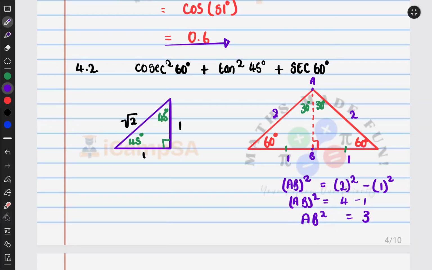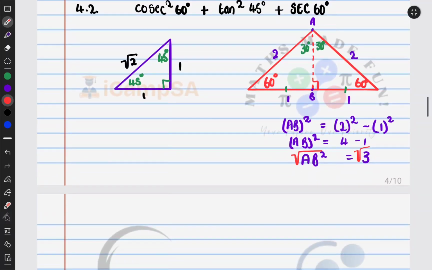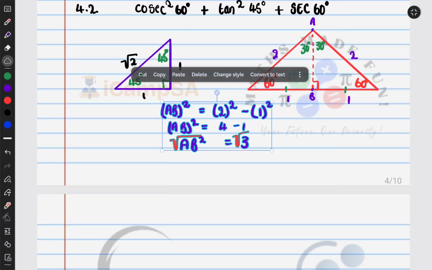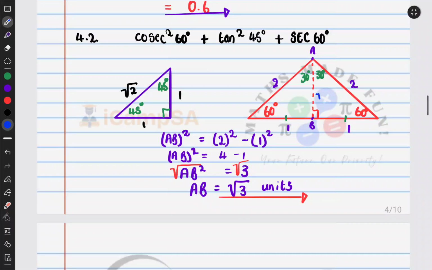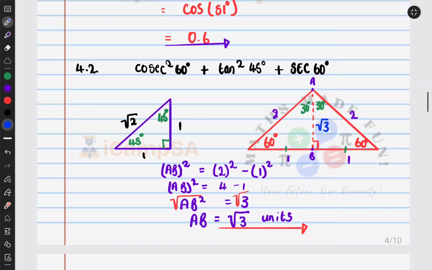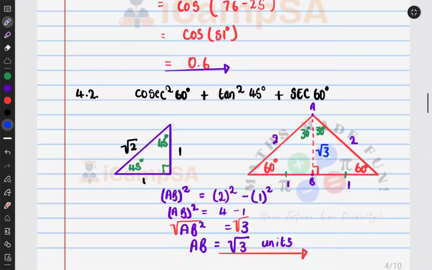Then we introduce a square root on both sides. Therefore AB is equal to root 3 units. That AB is the height of the triangle, which is root 3. Once we have that, we can actually simplify the expression which was asked of us.